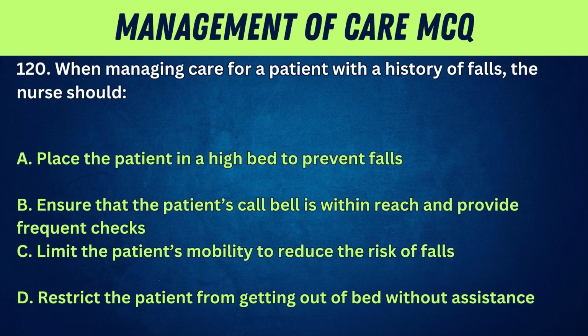120. When managing care for a patient with a history of falls, the nurse should A. Place the patient in a high bed to prevent falls. B. Ensure that the patient's call bell is within reach and provide frequent checks. C. Limit the patient's mobility to reduce the risk of falls. D. Restrict the patient from getting out of bed without assistance.